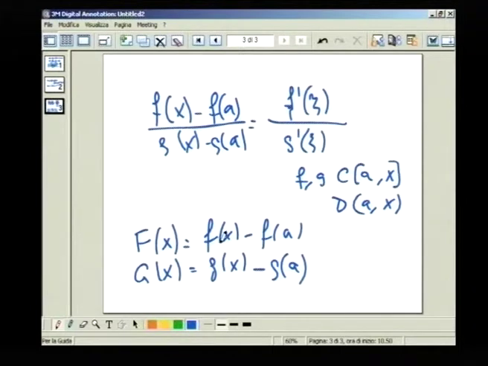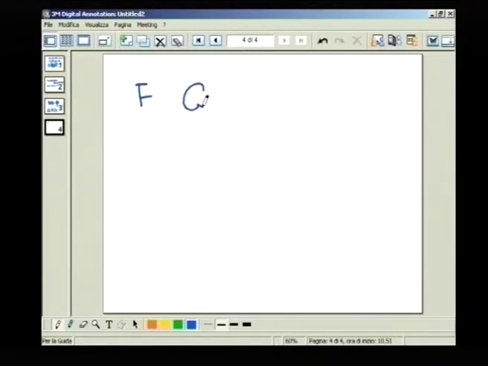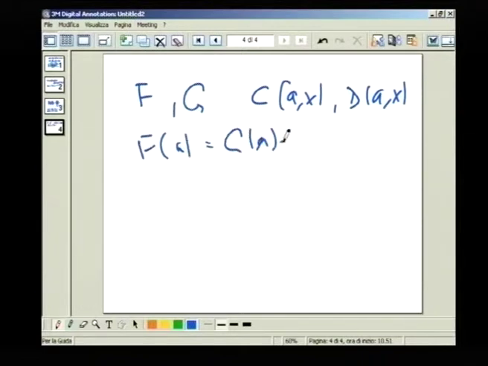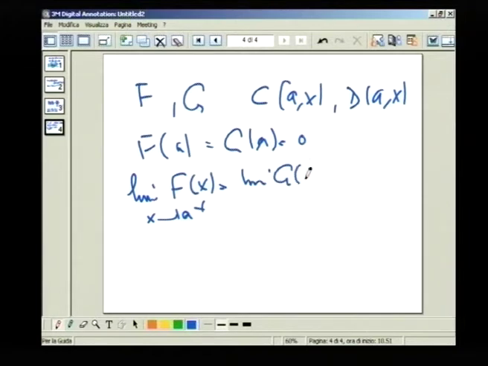Because if you take the limit of this expression here, x tends to a from the right-hand side, this tends to 0 because f already is continuous on the closed interval ab. So in fact, capital F and capital G, both of them are continuous on the closed interval and differentiable also on the open interval. And f of a is equal to g of a, both of them equal to 0, and the limit of capital F of x when x tends to a plus is equal to the limit of capital G of x when x tends to a plus, and both of them tend to 0 from the continuity of both capital F and capital G.